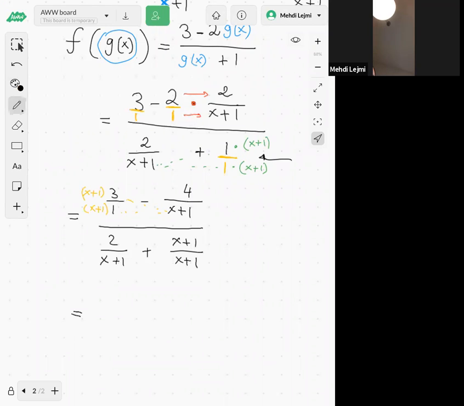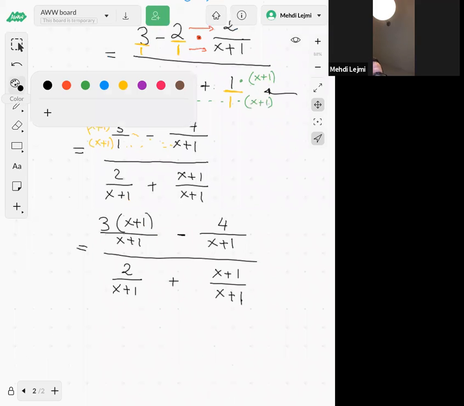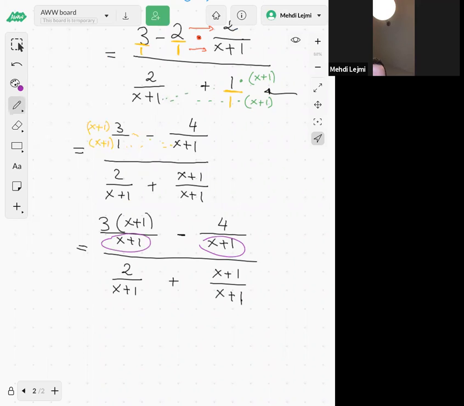So this is like 3 times x plus 1 over x plus 1 minus 4 over x plus 1. And in the denominator it is 2 over x plus 1 plus x plus 1 over x plus 1. All right, once we have a common denominator here and a common denominator here, we can just add the tops of the fractions.